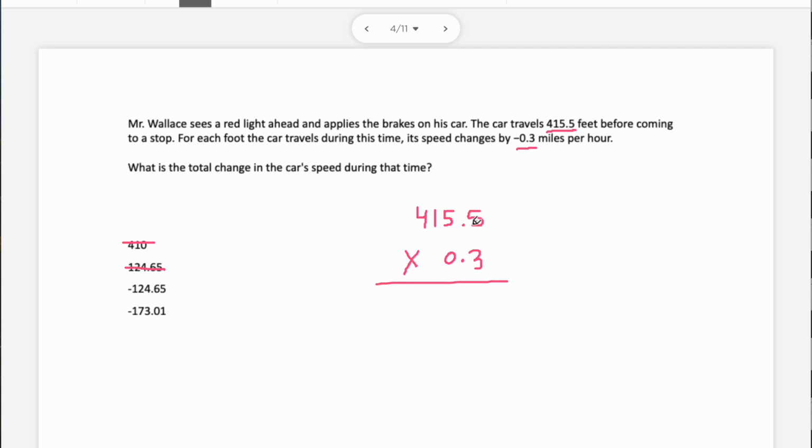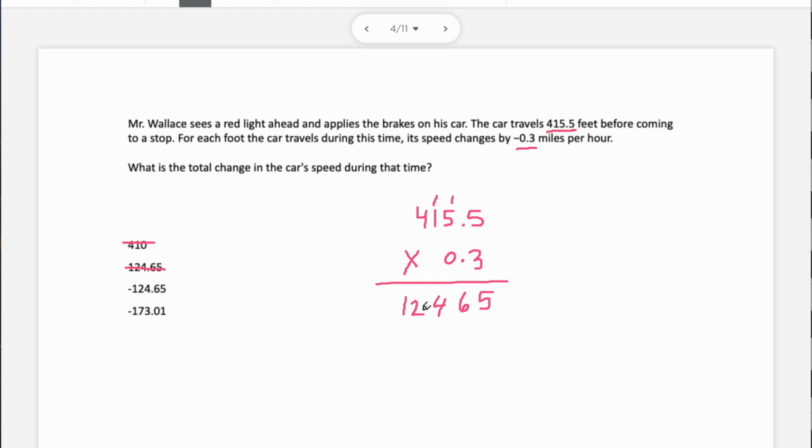So 3 times 5 is 15. 3 times 5 again is 15, plus that 1 is 16. 3 times 1 is 3, plus that is 4. 3 times 4 is 12.